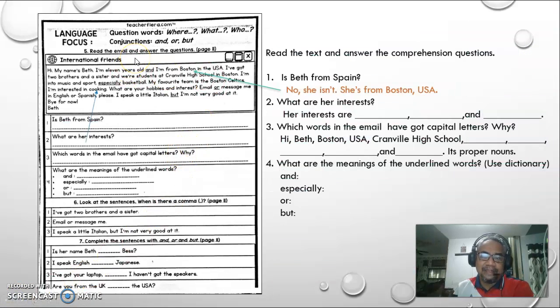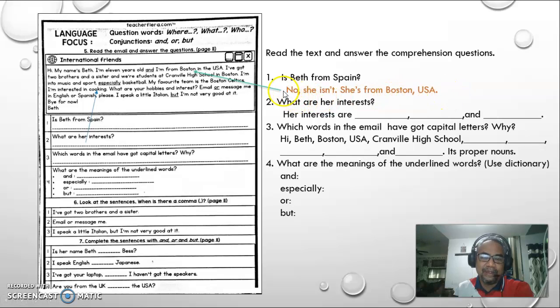Okay, read the text and answer the comprehension question. This is also in your textbook, English Plus 1. Read carefully. Identify the words, underline words, and all the capital words. For example, is Beth from Spain? No, she isn't. She's from Boston, USA.